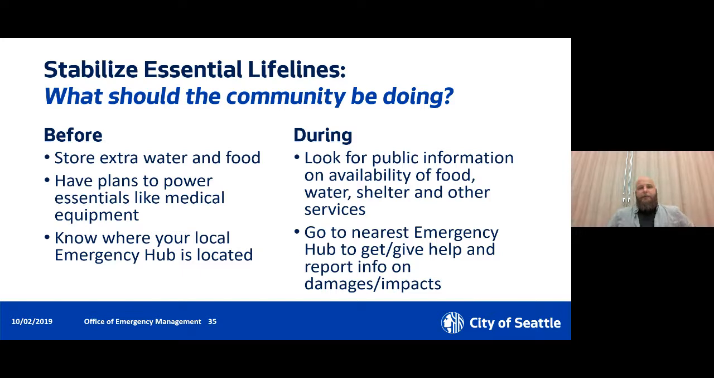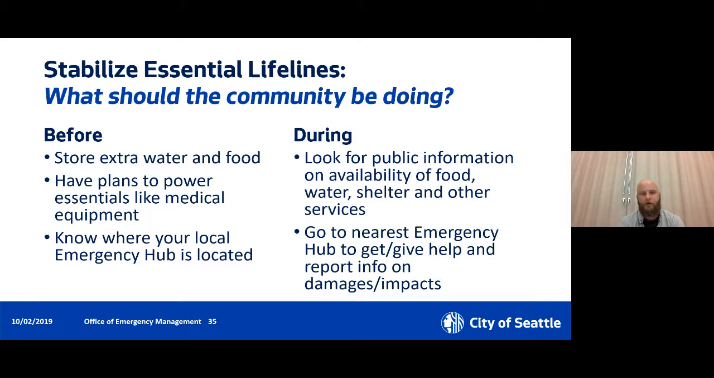So like I said, that was kind of a cursory overview of that stabilizing essential lifelines. And I think the key here is just knowing that stabilizing essential lifelines, again, is not pre-earthquake levels of service, but it's some basic level of service so people have what they need. What does this mean for the public? Storing extra water and food. Like I said, we saw this even during COVID, but even more important in a catastrophic earthquake, do you have the basic things so you can at least be self-sufficient for a week or two?